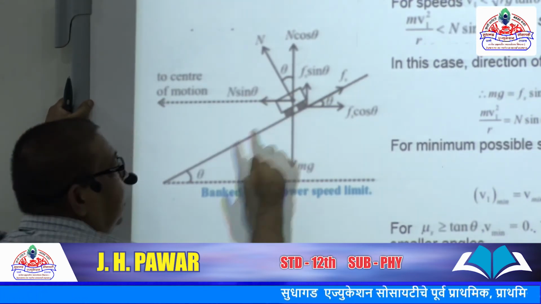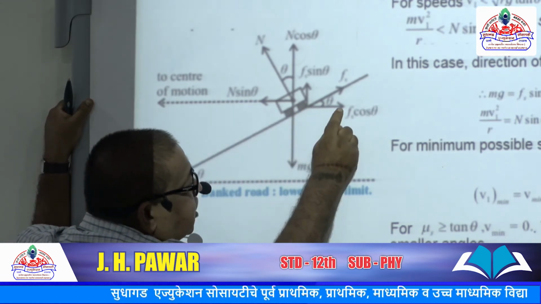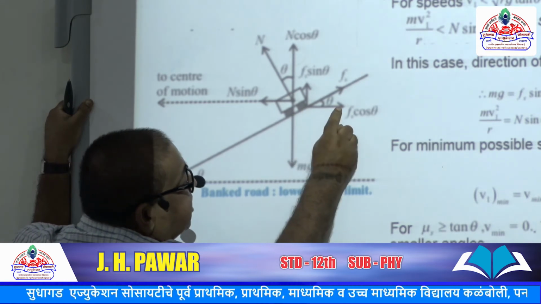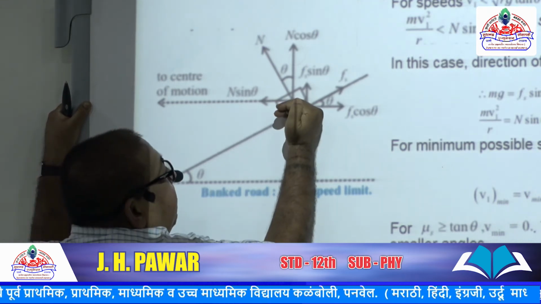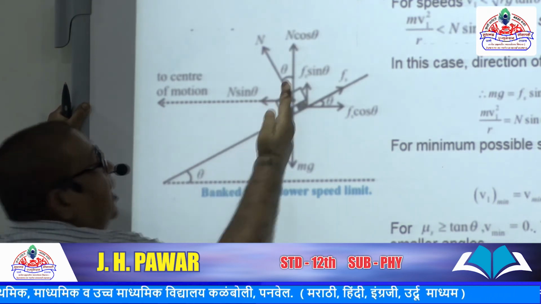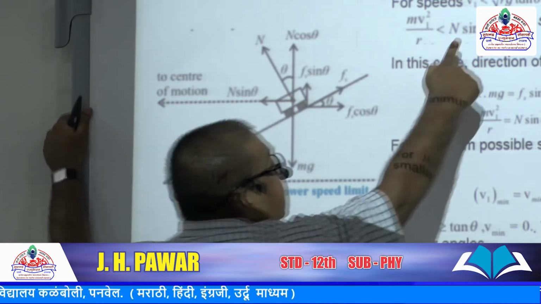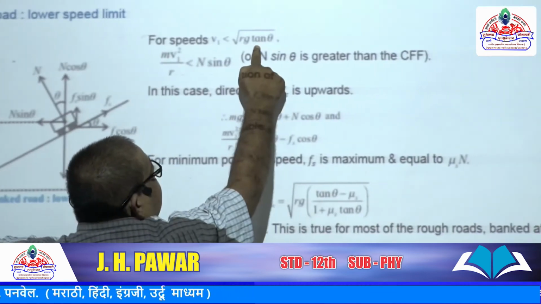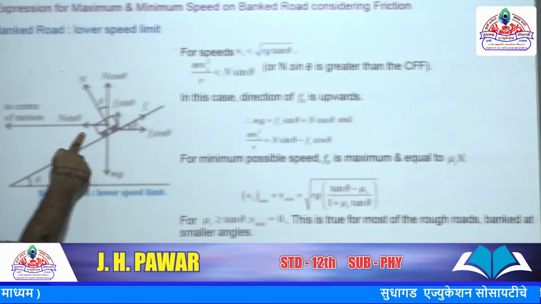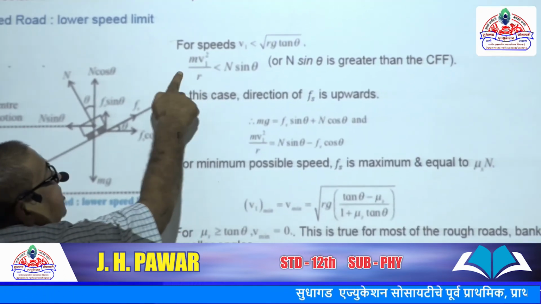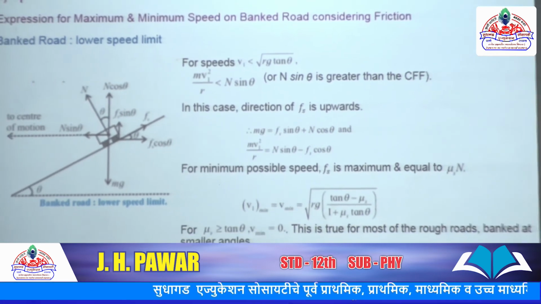This force of friction is resolved into two components: Fs cos theta, which is in the outward direction, and Fs sin theta, which is in the direction of N cos theta. Now look here, this speed is less than the safety speed, meaning less than the square root of Rg tan theta. Then the notable fact is that N sin theta is greater than the centripetal force. Then what happens?